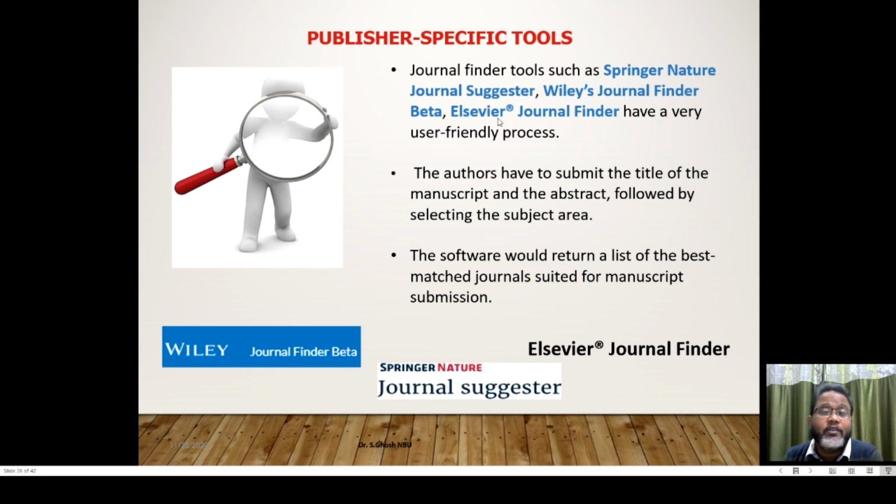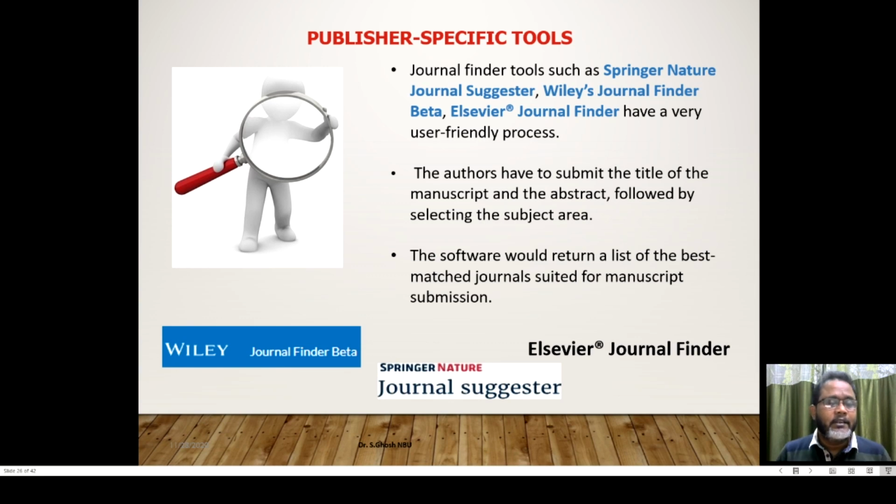So these things are very important. That is, what is the algorithm? The basic principle is that you just mention the title, because many times, in a research article, titles are rather lengthy, and the title actually has a lot of keywords or metadata. So you submit the title of the manuscript.